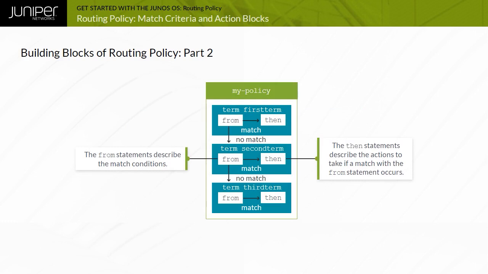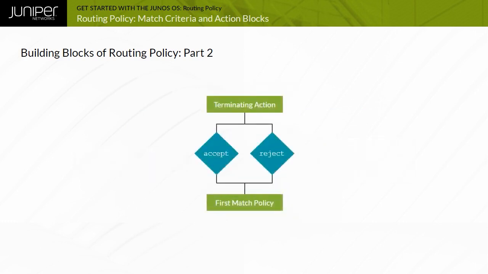If a route matches all the conditions in the from statement of a term, Junos OS executes all the actions specified in the then statement of that term. Provided one of those actions is a terminating action, the evaluation of the policy stops. The actions that control the acceptance and rejection of routes, accept and reject, are terminating actions. Using these terminating actions results in a first match policy evaluation, because the software takes the specified action immediately and performs no further evaluation of the policy.